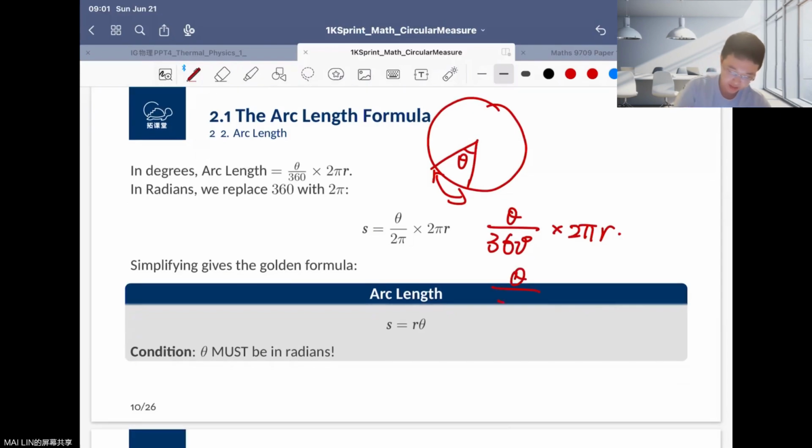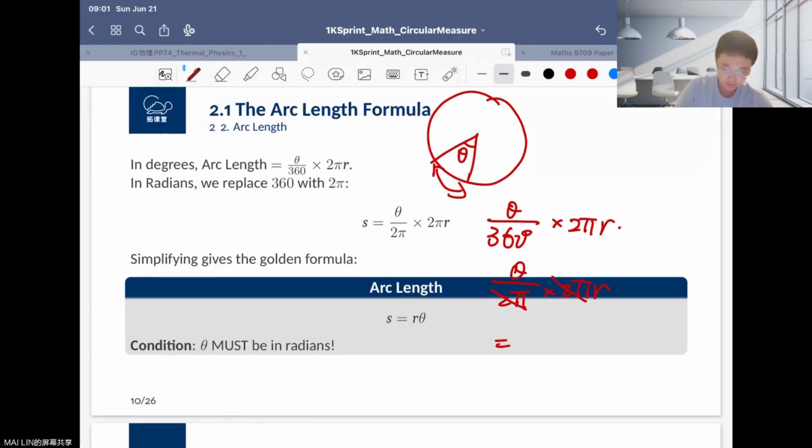You can find that the arc length can also be considered as theta over 2 pi times 2 pi r, right? So you can find here you have divided by 2 pi at the same time. So that is theta times radius. Here we can say the theta is in radians, but not degrees, okay?